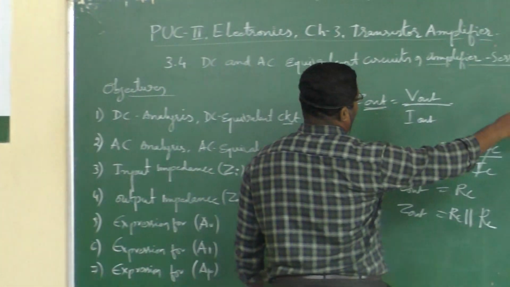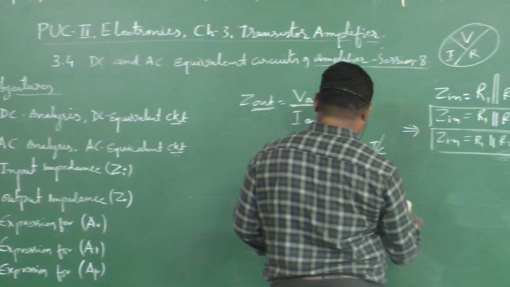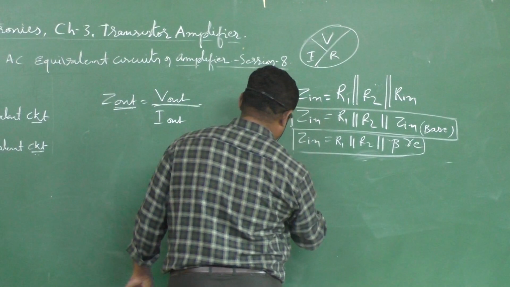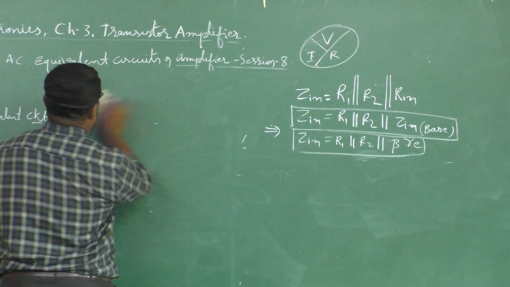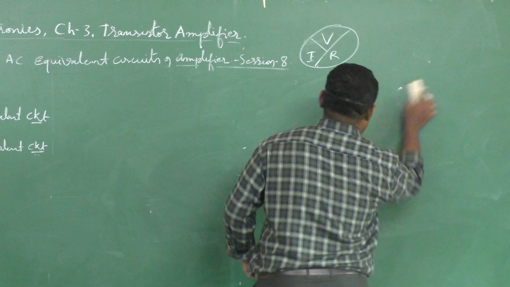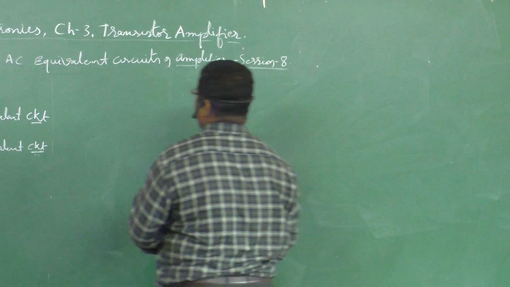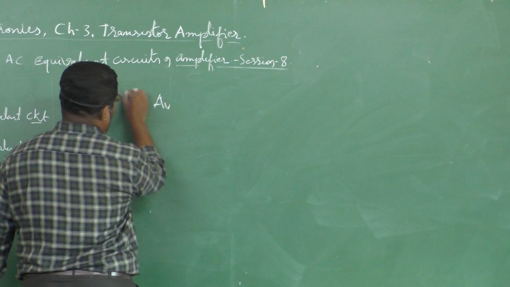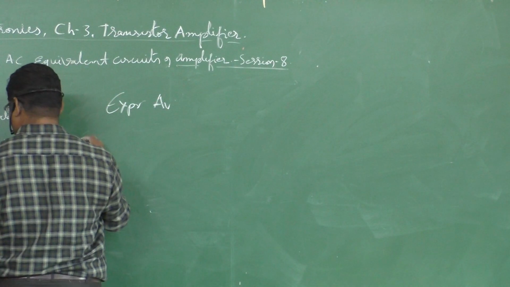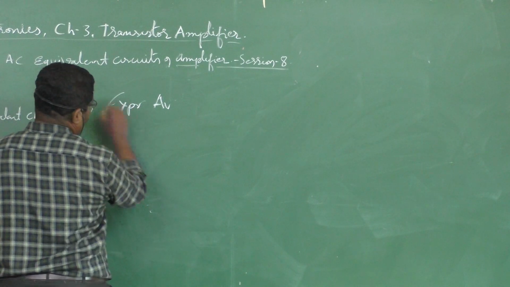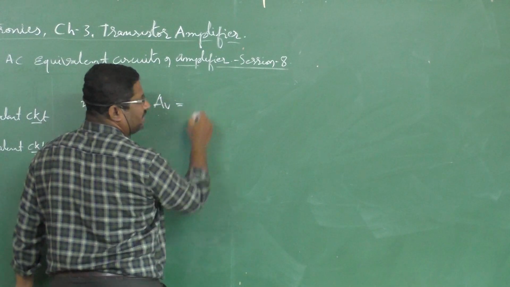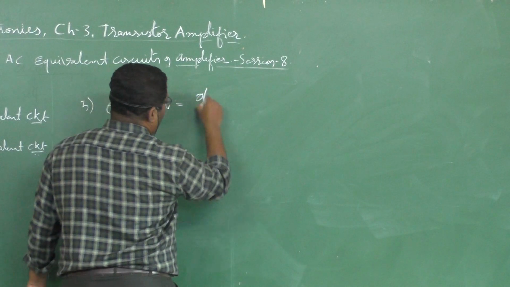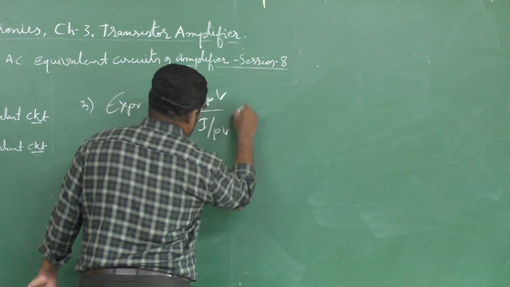So the next one: this is the input impedance, this is the output impedance, and then we have the expression for AV, number 5. Expression for AV. AV is nothing but voltage gain. Voltage gain is nothing but the ratio of output voltage to input voltage. So what is the output voltage?